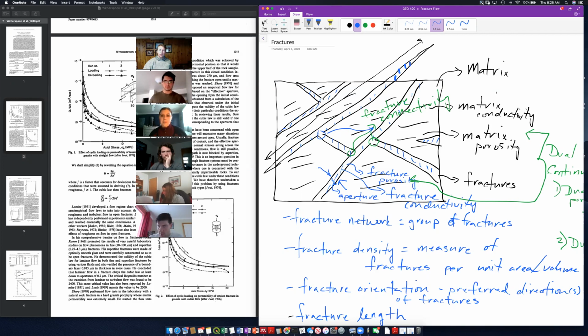What we're going to do in this class, and what people mostly do when they work in fractured systems, is think about how to simplify the behavior and the characterization of this fracture network into essentially parallel sets of fractures. So we're going to zoom in and think about a plane that cuts through these fracture sets, and think about parallel fracture sets.